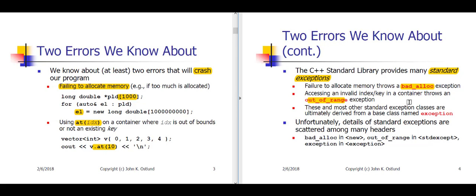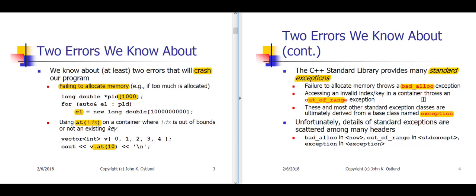It turns out that these standard exceptions are organized into a hierarchy. Standard exceptions are actually classes, and throwing an exception involves creating and throwing an object of a particular exception class. These standard exceptions have as their basemost class a class named exception. All right, so a bad alloc is a kind of exception. An out of range is a kind of exception.